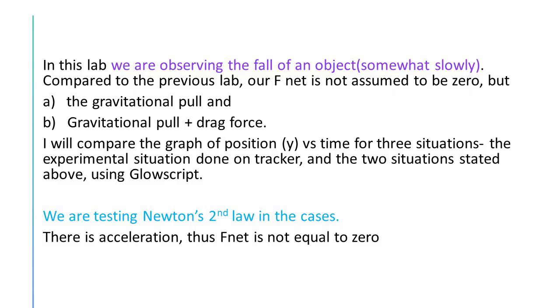In this lab, we are observing the fall of an object somewhat slowly. As compared to the previous lab, our Fnet is not assumed zero, but A, the gravitational pull, and B, the gravitational pull plus the drag force. I will compare the graph of position y versus time for three situations: the experimental situation observed on Tracker, and the two situations that I stated above using GlowScript.